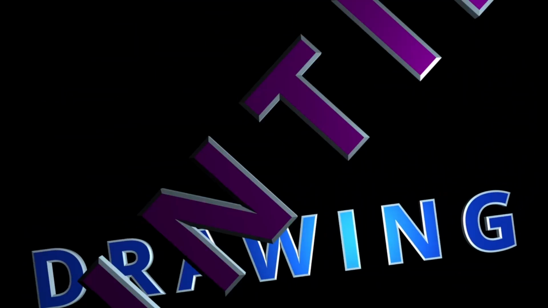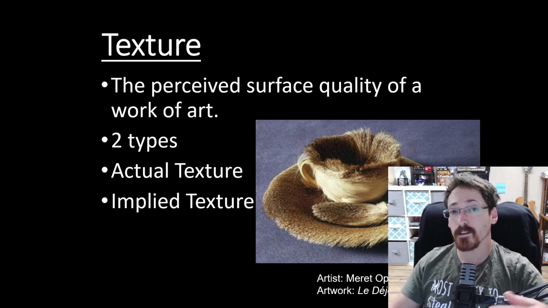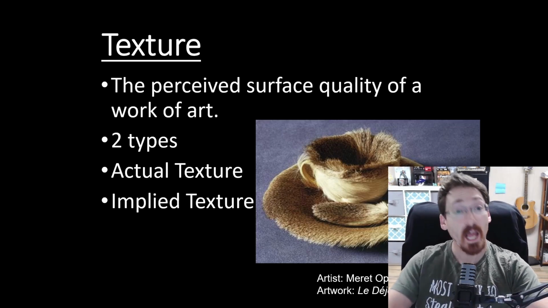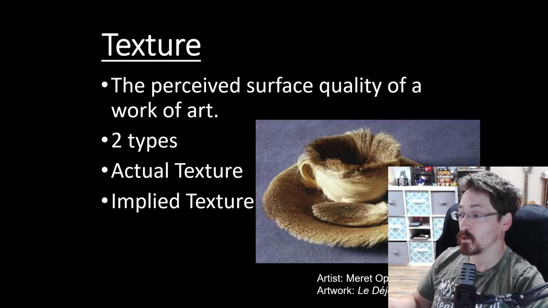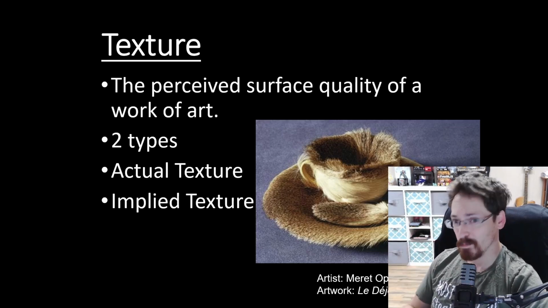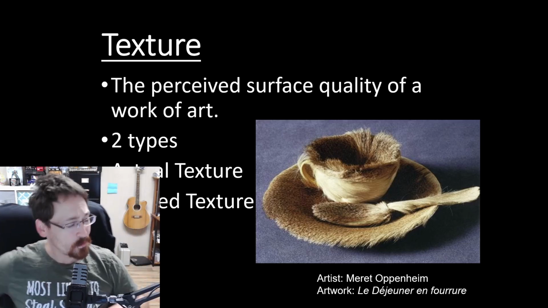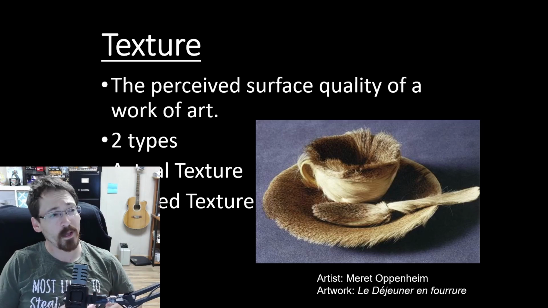Today, we are covering the element of art known as texture. Texture is what it sounds like. It is the way something feels, either visually or actually. And just like line, you have the actual texture or you have implied texture. And I like to give this example to my students. It is a cup, a plate, and a spoon made out of rabbit fur.